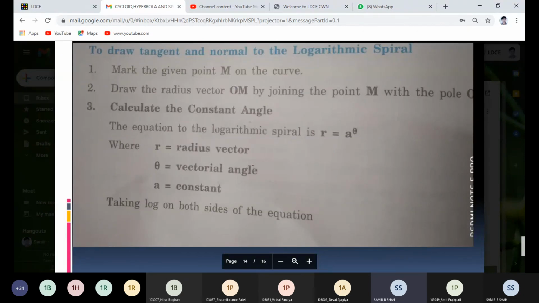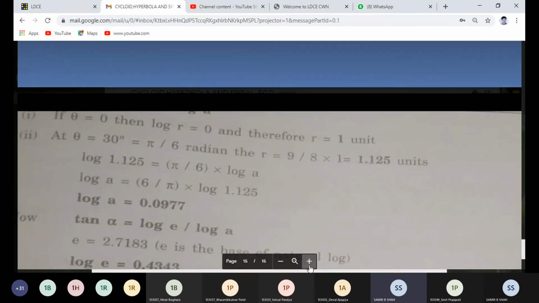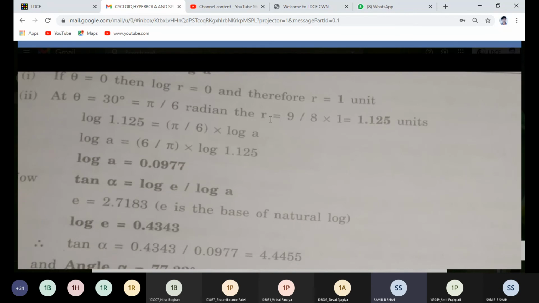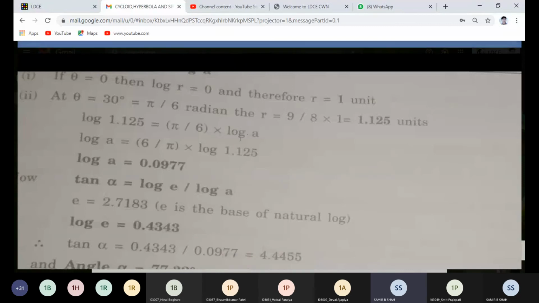For calculation of the logarithmic spiral, you have to remember that r is equal to a raised to theta. If theta is 0, then r is equal to 1 unit. If theta is 30 degrees, that is pi by 6, then r is equal to 9 by 8 into 1. So log 1.125 is equal to pi by 6 into log a. So we are getting log a is equal to this way.